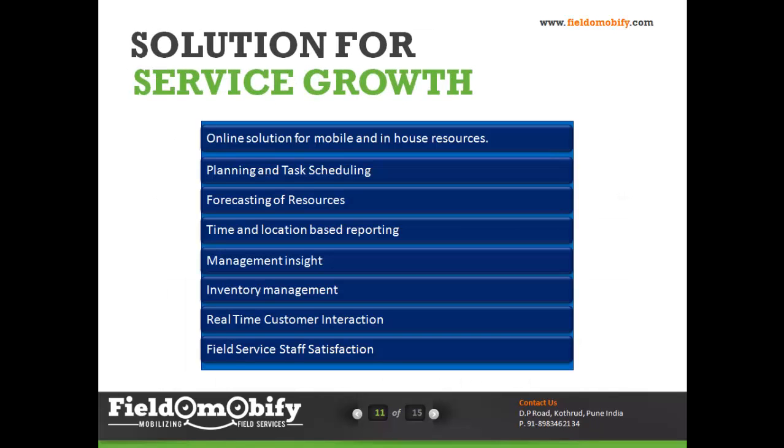Some solutions for our growth: online solution for mobile and in-house resources, planning and task scheduling, forecasting of resources, time and location-based reporting, management insight, inventory management, real-time customer interaction, field service staff satisfaction.